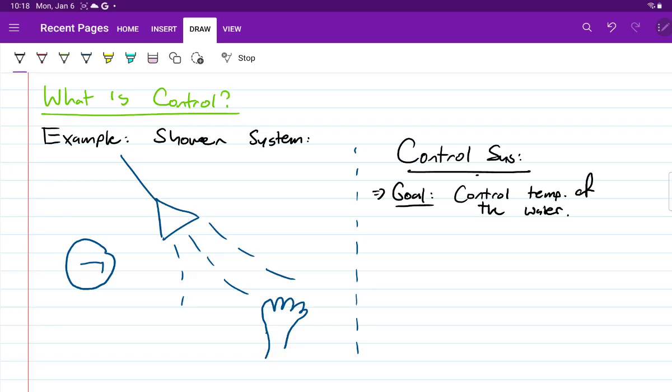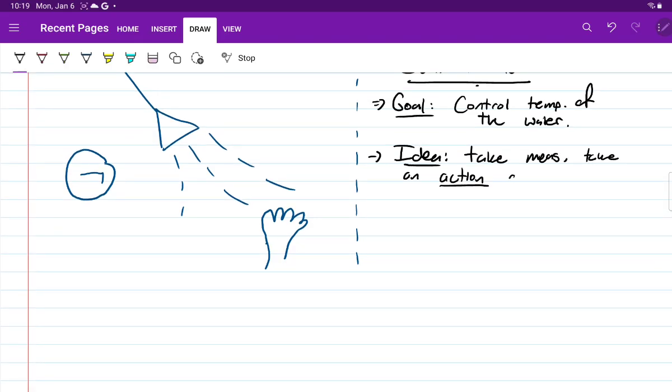What I'm going to do is stick my hand into the shower water and see if it's a temperature I like. If it's a temperature I like, great, I'm done. I'll just keep it there. If it's a temperature I don't like, I'll adjust the position of the handle, stick my hand in again, take a new measurement, and so on and so forth. So the basic idea is I take a measurement, I take an action according to that measurement, and I repeat.